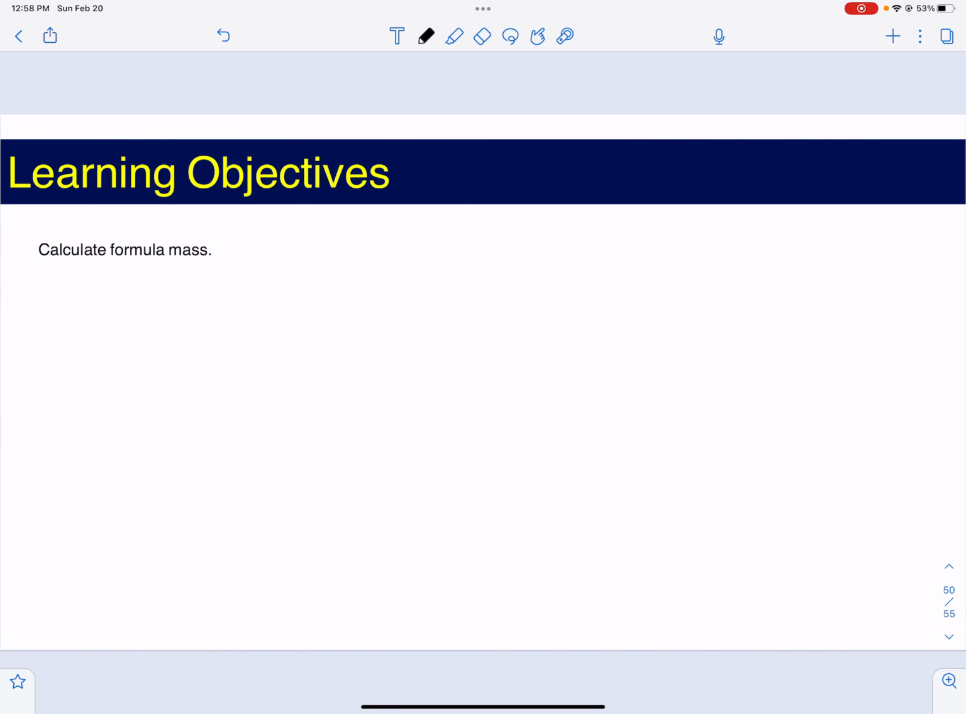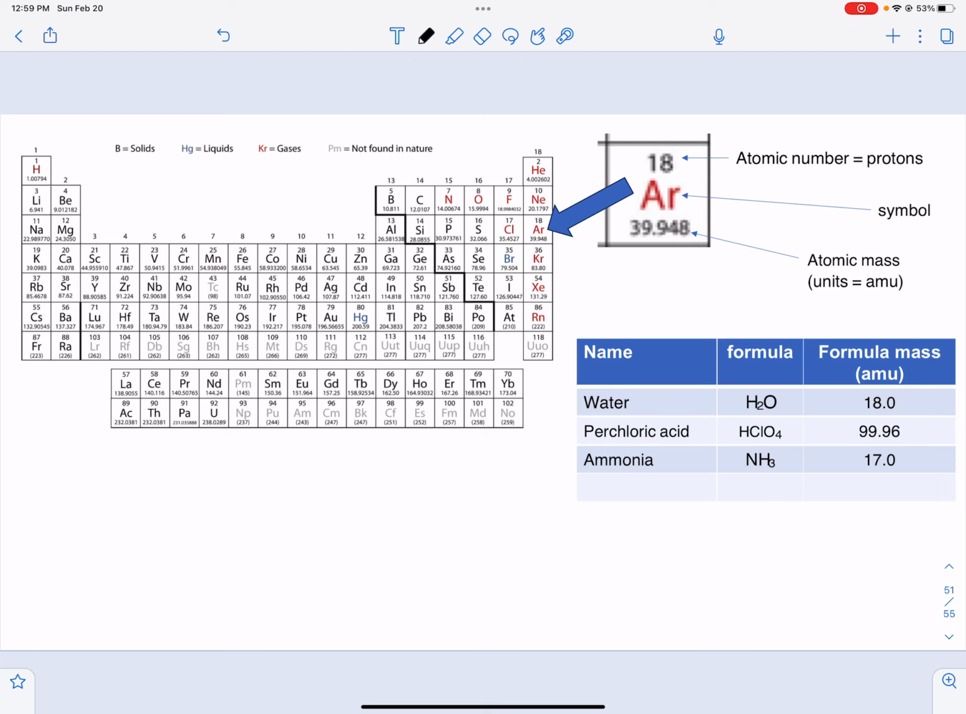And that brings us to the last part of the chapter, where we calculate the formula mass. Now that you know how to write the formulas, given some information, how do we find the mass of that formula? And it's very simple. You have a periodic table, which you definitely don't have to memorize. You just have to know how to use it.